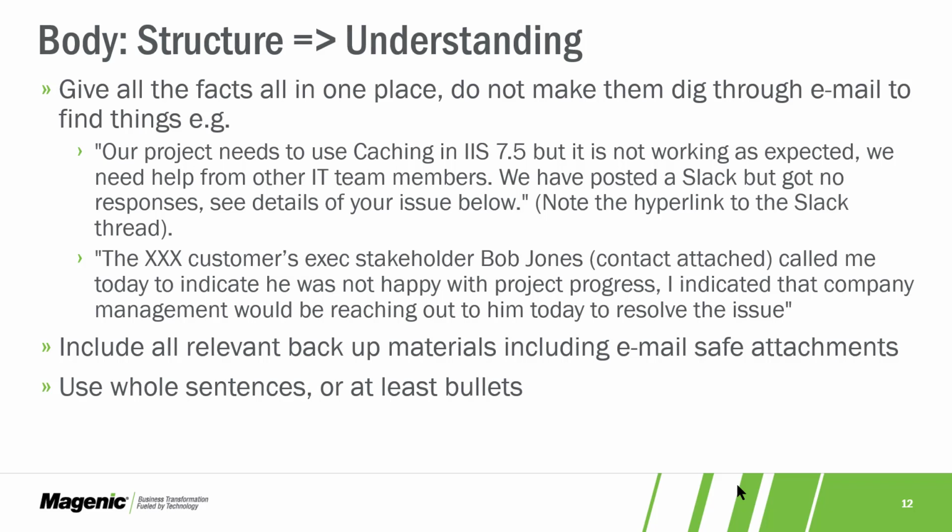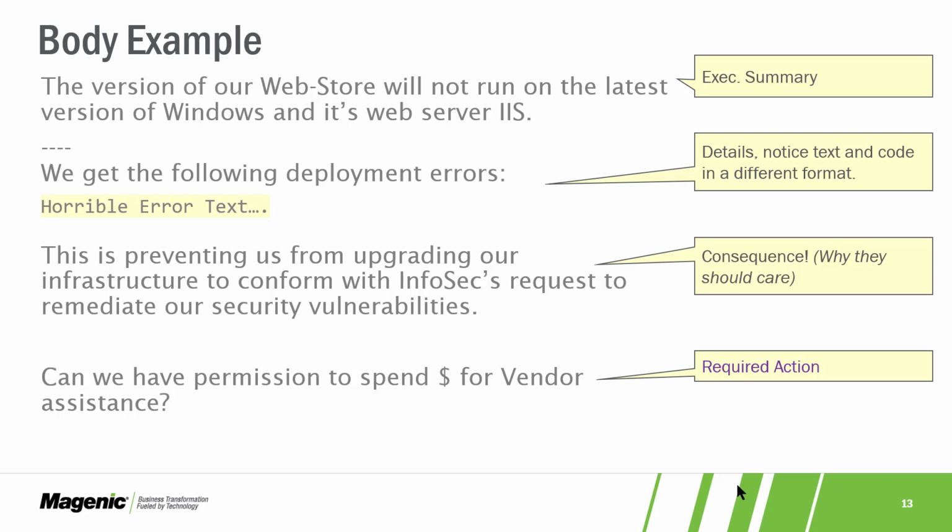Less okay outside of your company are office documents, spreadsheets, things like that. You're far better off sending those things as shared links in the body of the email instead of as attachments. And think memo, right? Use whole sentences and bullets. And so here's a good body email about a problem, right?